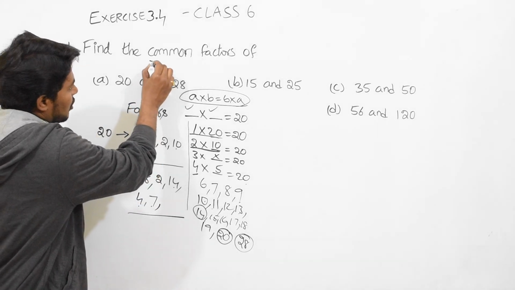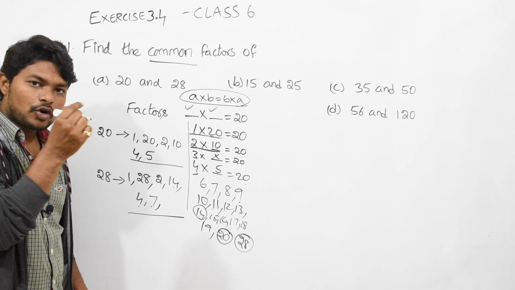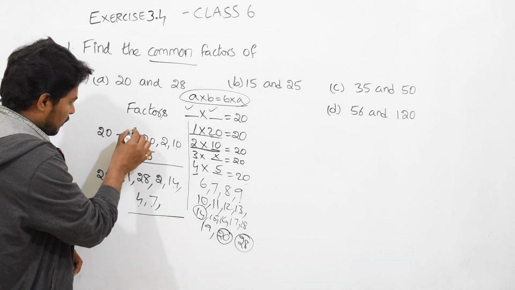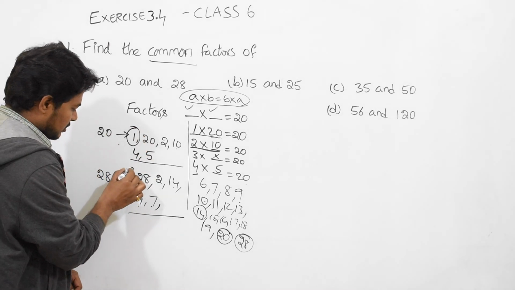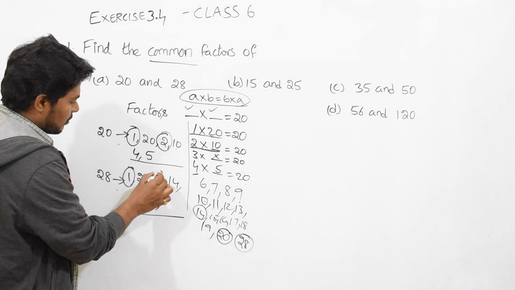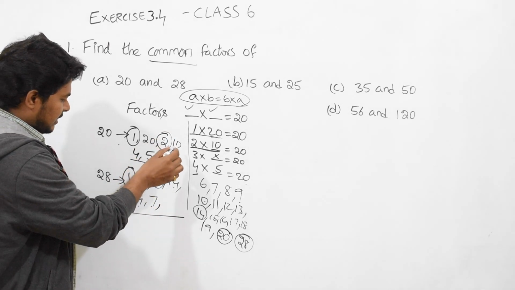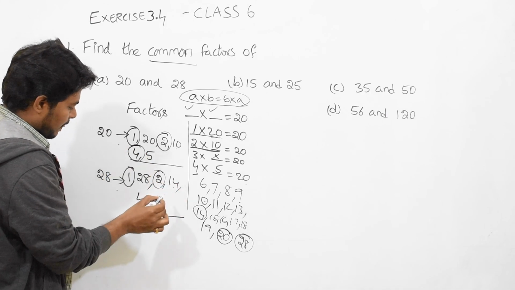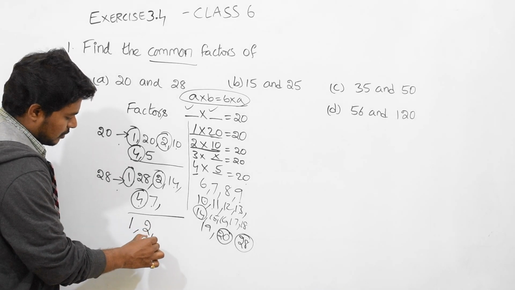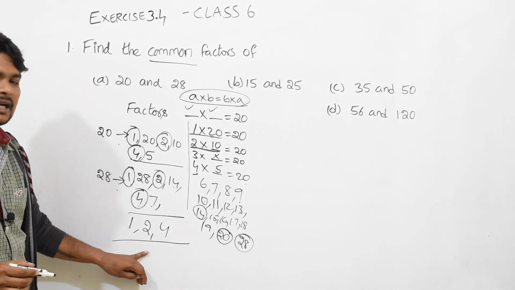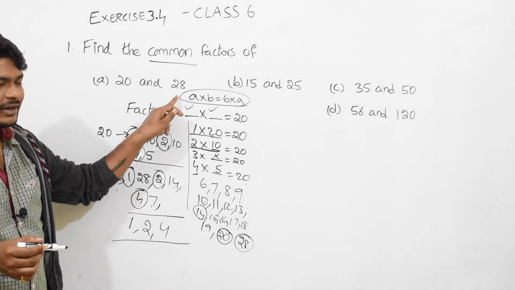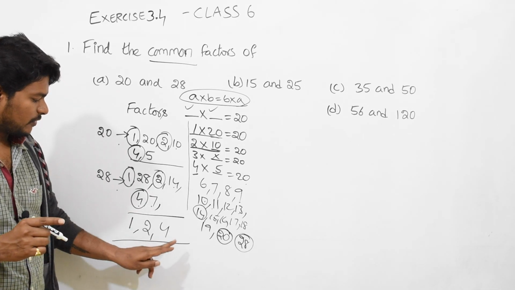Now they asked the common factors. Which are the common factors that are present in both 20 and 28? So 1 is a common factor, present in both. Then 2 is a common factor. Then 10 is not present here. 4 is a common factor. So the common factors are 1 comma 2 comma 4. This is the answer. The common factors for the numbers 20 and 28 are 1 comma 2 comma 4.